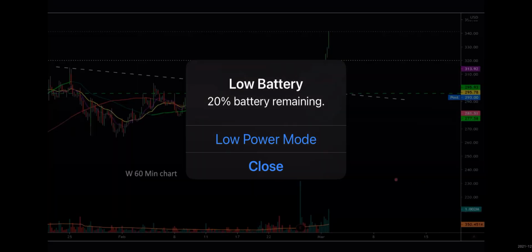All right, so some real examples here. I want you guys to think with me on this. This is the 60-minute chart on Wayfair, W. All of you know Wayfair, right?